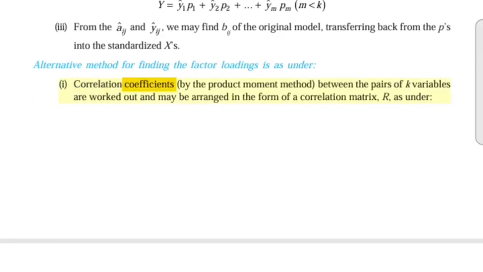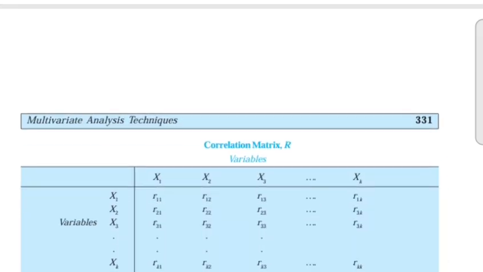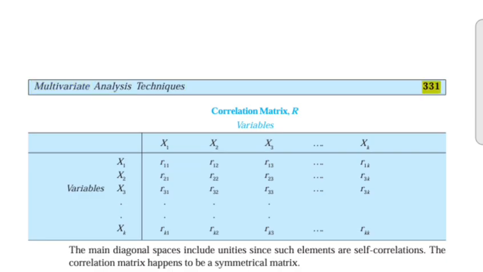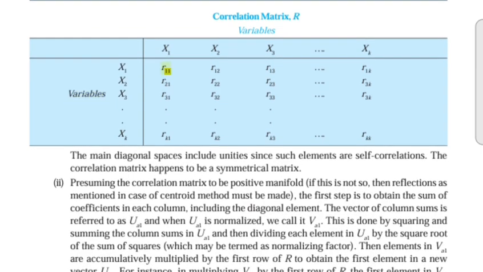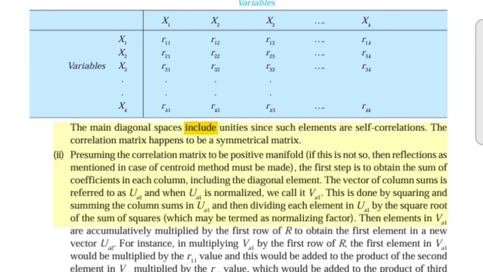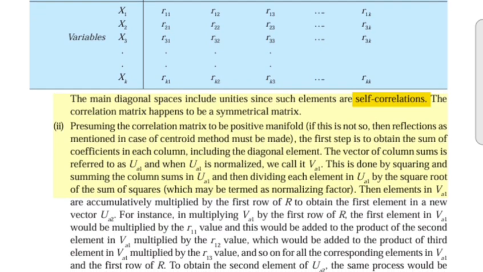i. Correlation coefficients by the product moment method between the pairs of k variables are worked out and may be arranged in the form of a correlation matrix, R, as under. Correlation matrix R: variables x1, x2, x3, ..., xk, with elements r11, r12, r13, ..., rkk. The main diagonal spaces include unities since such elements are self-correlations. The correlation matrix happens to be a symmetrical matrix.